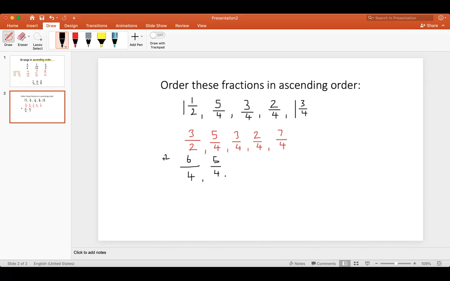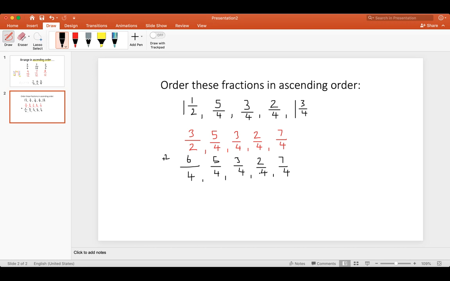5/4, 3/4, 2/4, and 7/4. So I can now start to put them in ascending order. So we're going from smallest to biggest. So if I look at my numerators, I've got 6, 5, 3, 2, and 7. Well, I know that 2 is the smallest number from there.